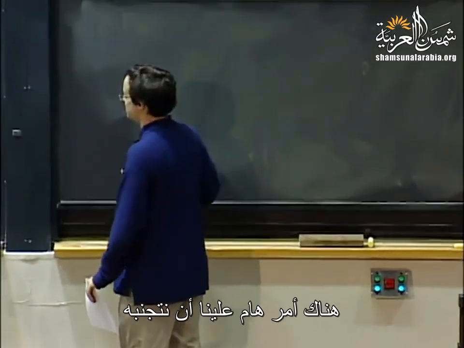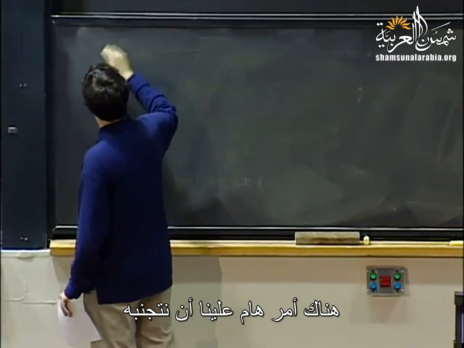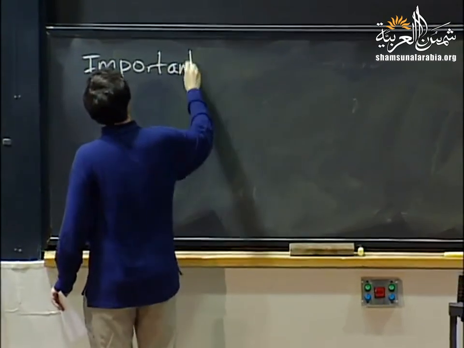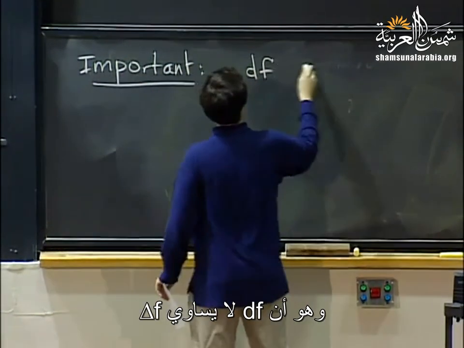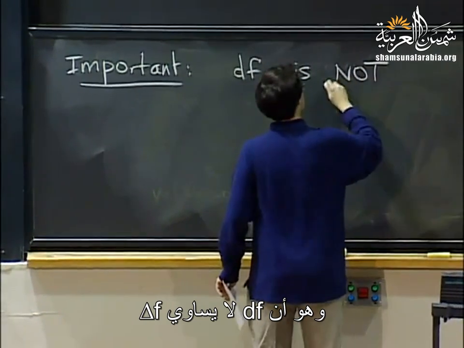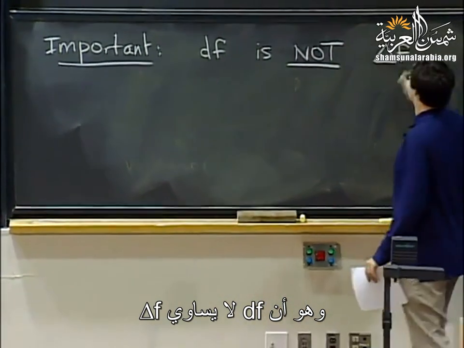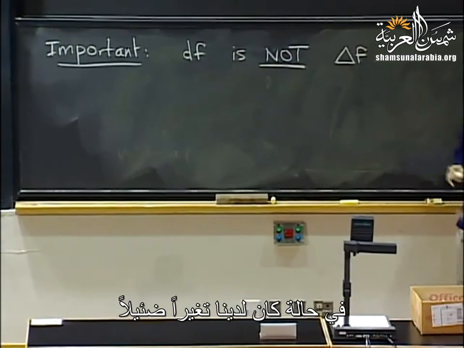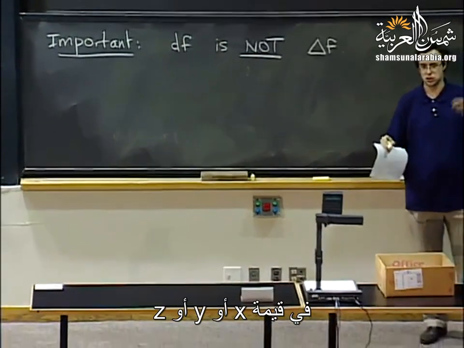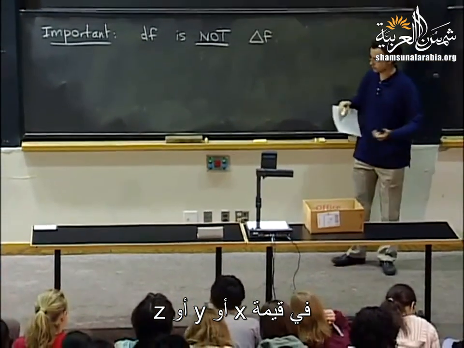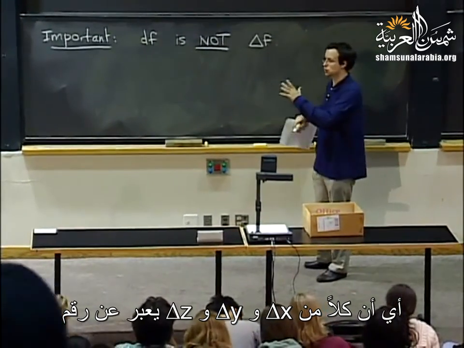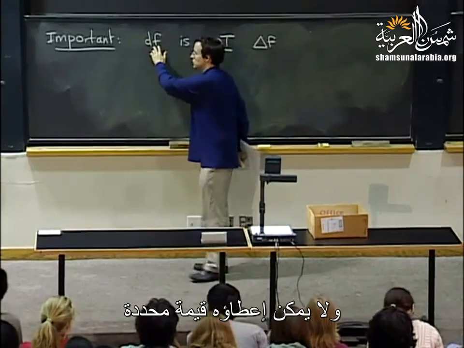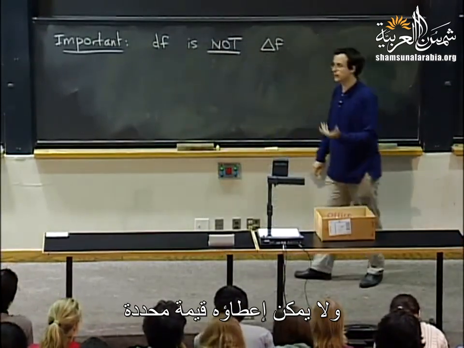Okay, so here's an important pitfall to avoid. df is not the same thing as delta f. That thing is meant to be a number. It's going to be a number once you have a small variation of x, a small variation of y, a small variation of z. Delta x, delta y, delta z are actual numbers, and this becomes a number. This guy actually is not a number. You cannot give it a particular value.